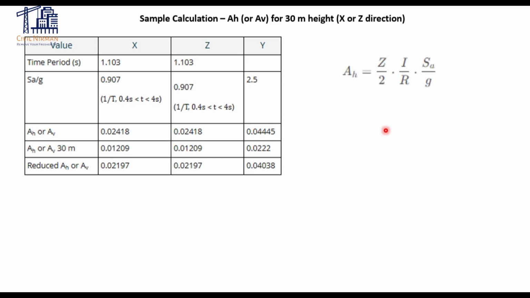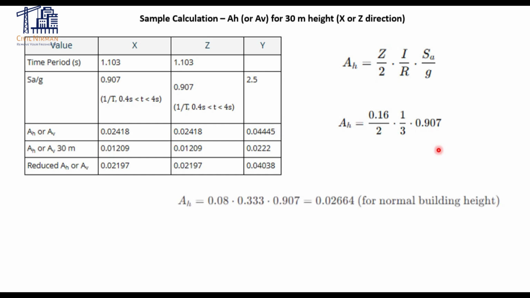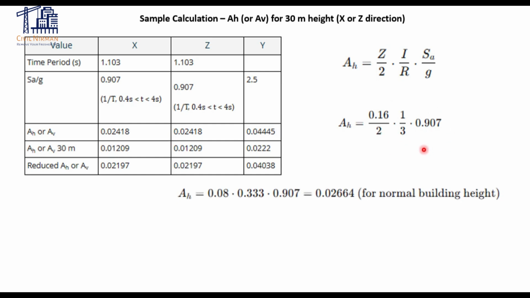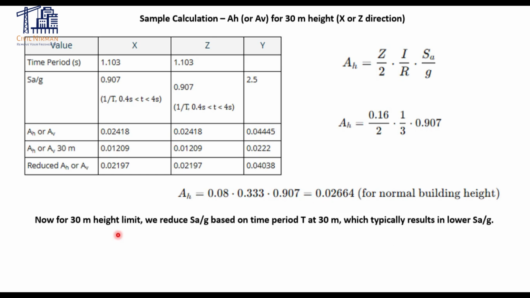Just for your understanding, we will start with AH equals Z by 2 into I by R into Sa by g. All the parameters I have already shown. You can put the Z value, I by R value, and Sa by g values over here. After this, if I calculate the AH value, I get 0.02664, which is for normal building height. Now for the 30-meter height limit, we will reduce this Sa by g based on our time period T at 30 meter, which will typically result in a lower Sa by g value.